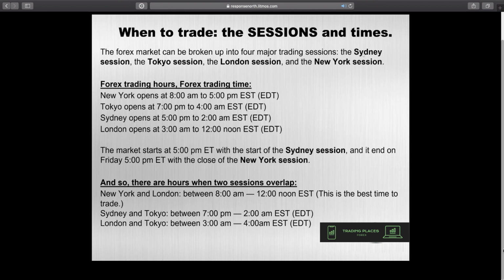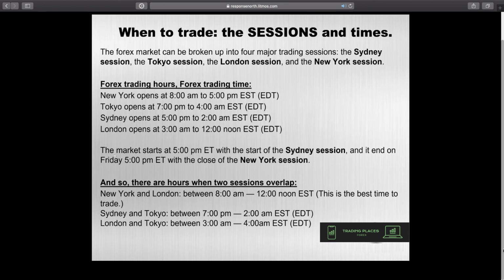The Sydney session officially is the first opening banking center of the day, then followed by the Tokyo session, then followed by the London banks, and finally by the New York. 4 major times, and they do overlap.